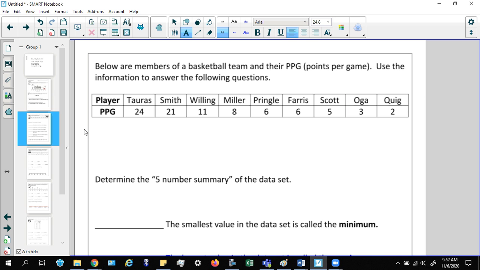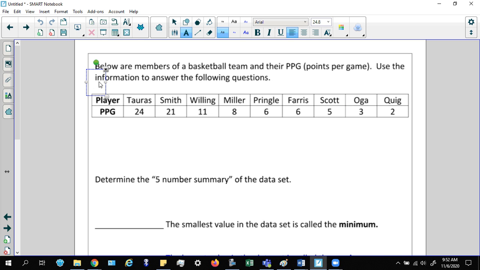Let's go ahead and start answering some questions. Below are the members of a basketball team and their points per game. Use the information. What we need to do first is make sure everything is in order, all the data, like 24, 21, 11. All of this is put in order. Now I'm going to write all the information away from the chart, just for organization.